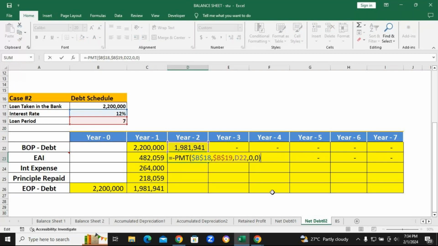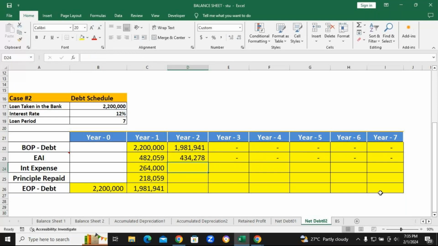So minus PMT. The rate of interest I have taken is B18, that is 12%, and I have fixed it using the functional key F4. Then NPER, 7 years, I have fixed that also. Here I have taken the beginning of the period value, and I have not locked this one. Why? Because when I drag it, it should move year on year. So this is the future value and end of the period. Okay, I just dragged it. Now the interest expenses are the value into 12%.